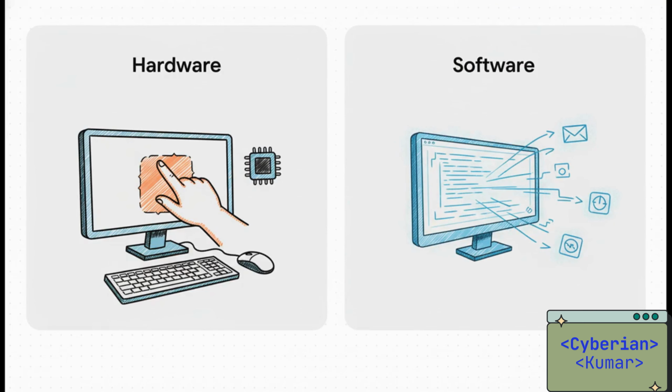And this slide really lays it out. On one side, you have hardware. That's all the stuff you can physically pick up and touch. Your monitor, your keyboard, all the little chips inside the case. But on the other side, you have the software. These are the invisible instructions, your operating system, your web browser, your games, that tell all that physical hardware what it's supposed to be doing. One's the body, the other is the mind.